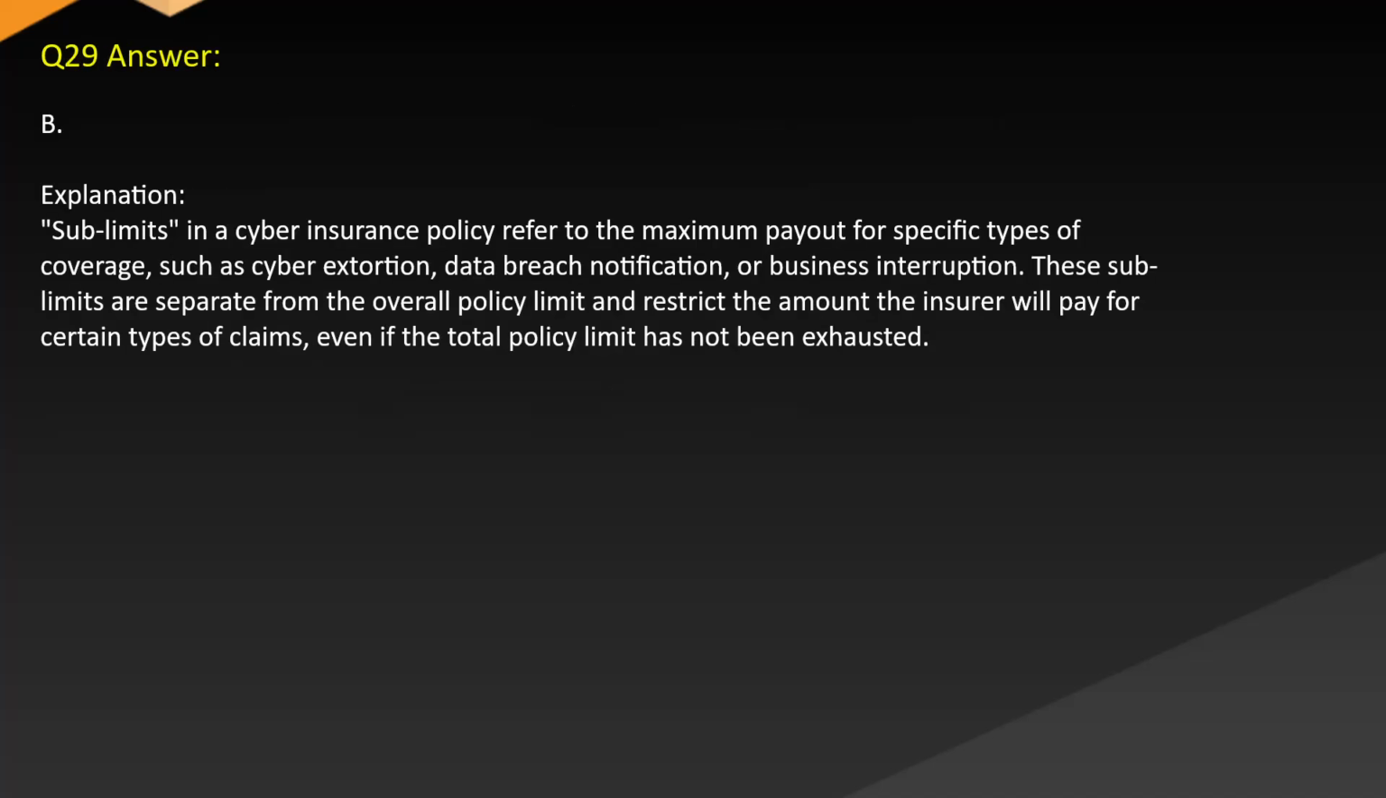Answer B. Explanation. Sublimits in a cyber insurance policy refer to the maximum payout for specific types of coverage, such as cyber extortion, data breach notification, or business interruption. These sublimits are separate from the overall policy limit and restrict the amount the insurer will pay for certain types of claims, even if the total policy limit has not been exhausted.